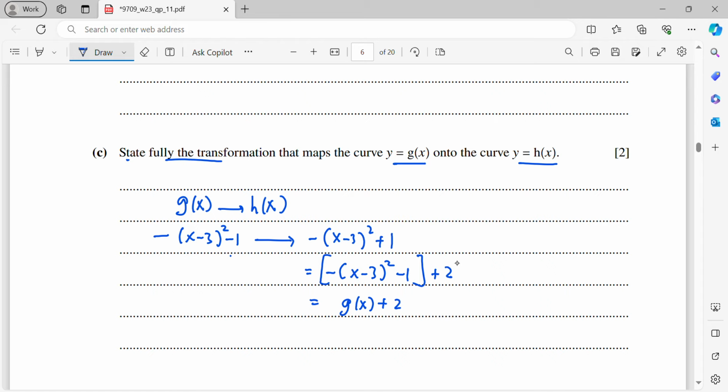Okay, so g(x) plus 2 means that you are actually moving up the g(x) 2 units, which is a translation. So this is the transformation. It will be a translation of (0, 2). Okay, so that's the part C.